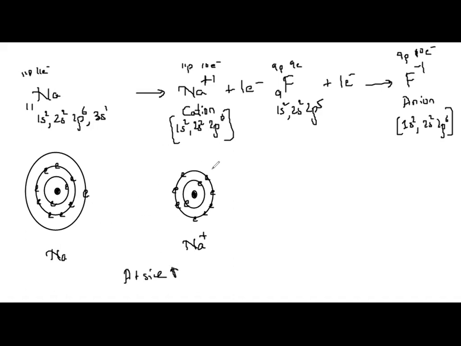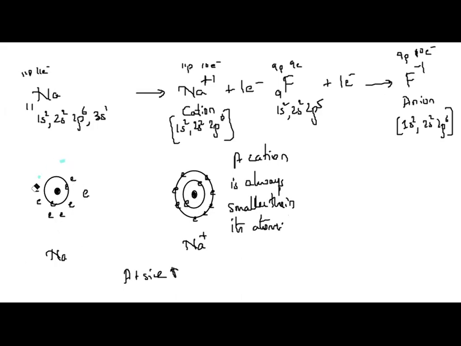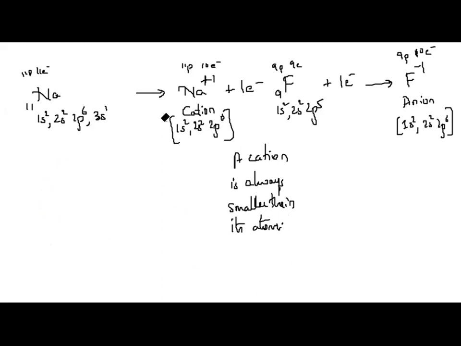Therefore, I say, yes, a cation is always smaller than its atom. Yes, not any other atom, its atom only. So if you are considering sodium, sodium ion will be smaller than sodium atom. Yes. One more example. Now you may say, teacher, what if there is no decrease in the shell itself?